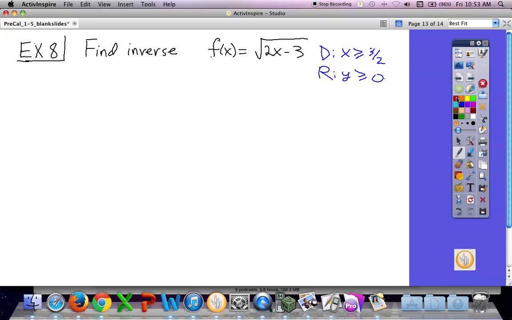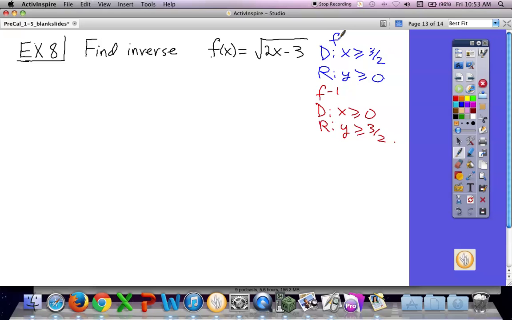So I'm going to write this in a different color here. This is for the function. For f inverse, the domain has to be x greater than or equal to 0, and the range has to be y is greater than or equal to 3 halves. So, okay, now let's go through our steps.